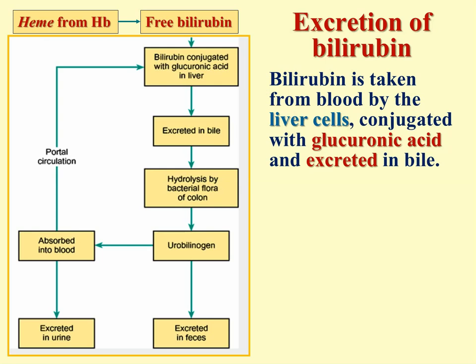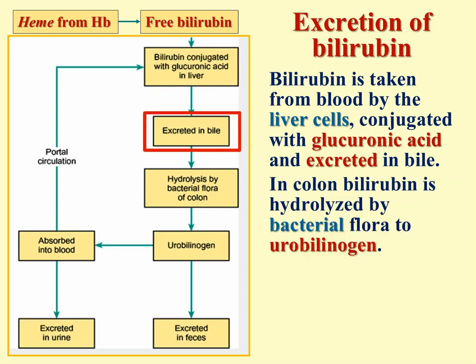With bile, bilirubin is released into the small intestine, into the duodenum, and passes through the intestine. Bacterial flora hydrolyzes the bilirubin, and so let's observe this. Excretion in bile, then hydrolysis by bacterial flora. Bilirubin is converted to urobilinogen.